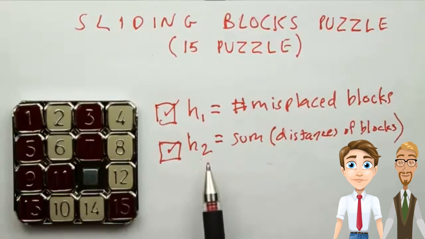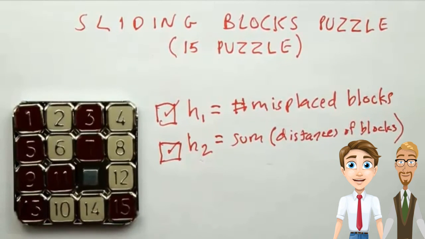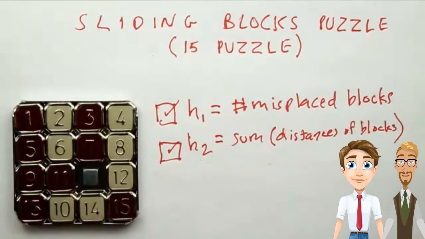But notice that H2 is always greater than or equal to H1. That means that, with the exception of breaking ties, an A-star search using H2 will always expand fewer paths than one using H1. The answer is both H1 and H2 are admissible.